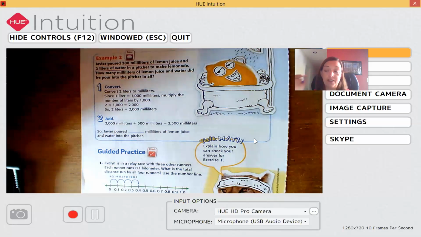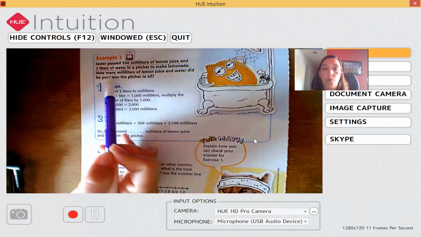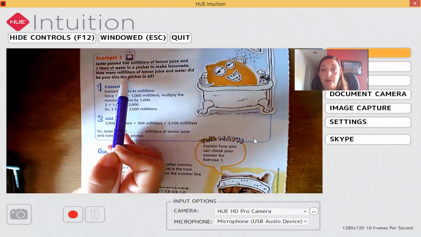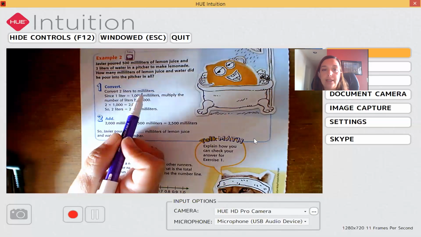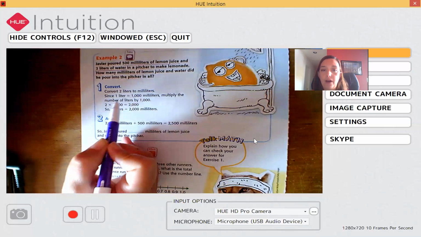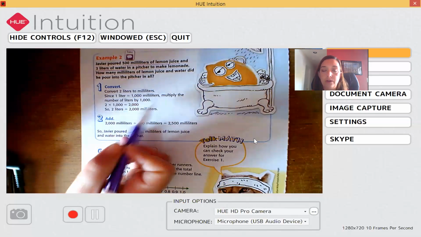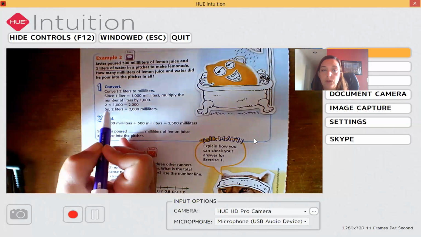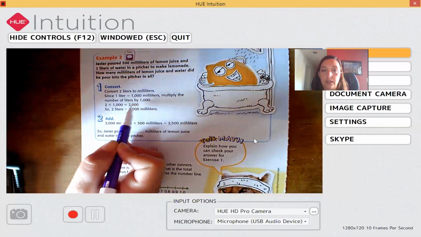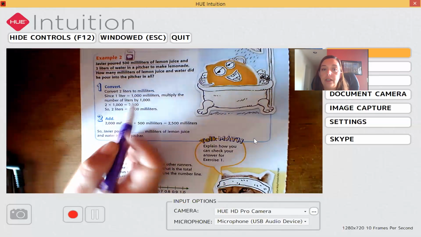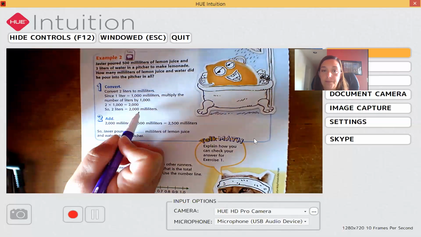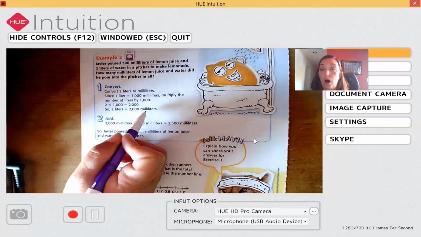So first we're going to have to take these liters of water, and we have to convert them into milliliters because the question is asking us how many milliliters. So we're going to convert 2 liters to milliliters. And since 1 liter equals 1,000 milliliters, we're going to multiply the number of liters by 1,000. So 2 liters times 1,000 equals 2,000. So 2 liters equals 2,000 milliliters. So that's how much water he used.